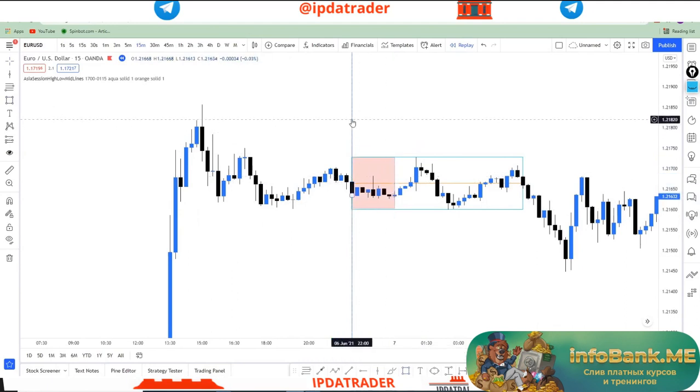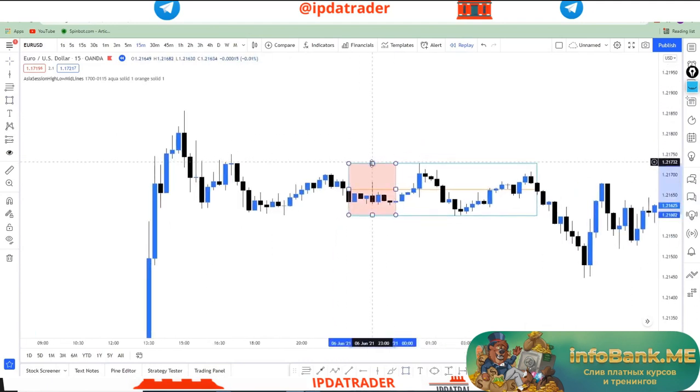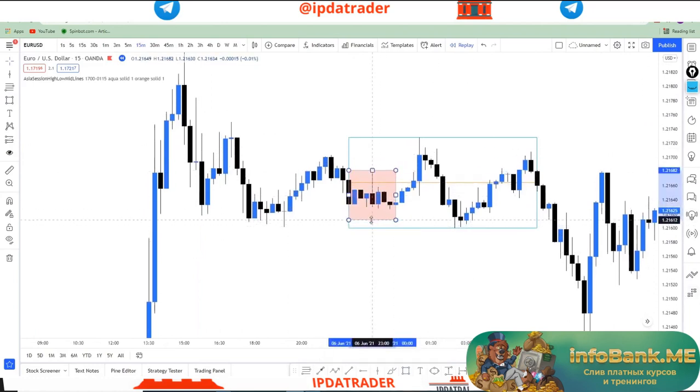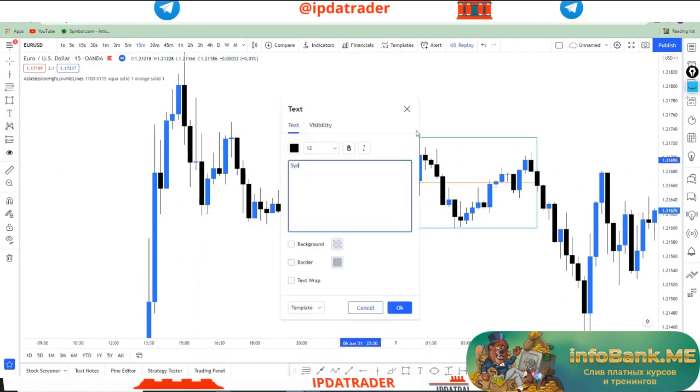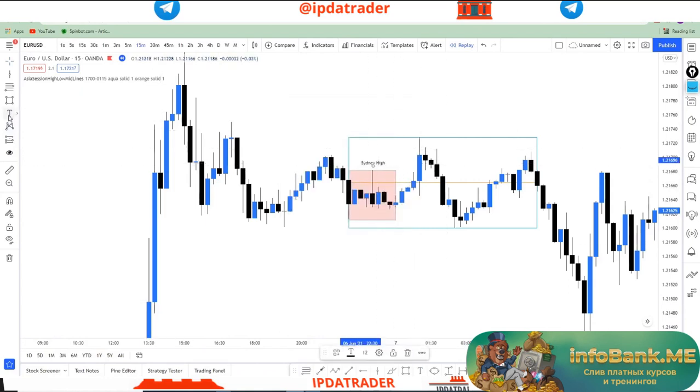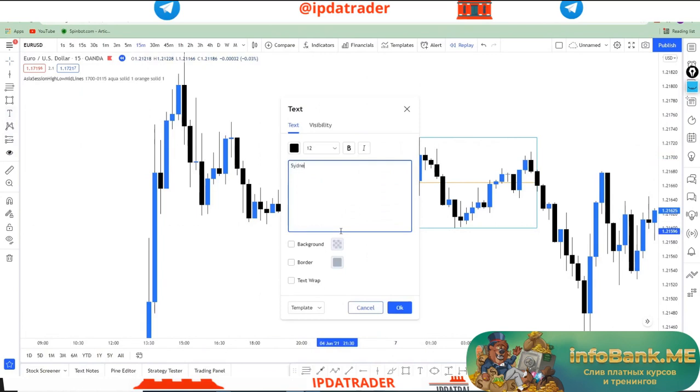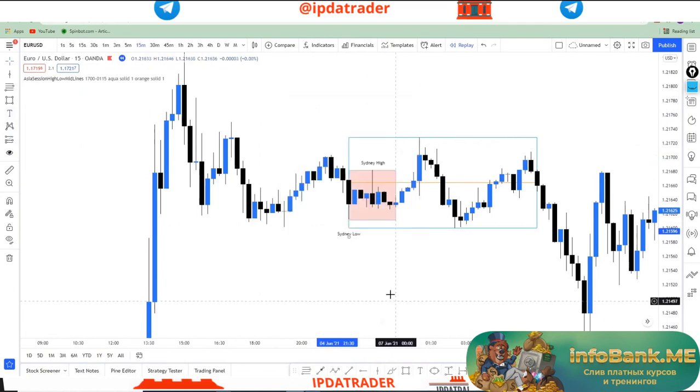And now we can delete this and just make sure to account for the high and the low. And to be honest, what I would actually go ahead and do is label it, because it's going to help your eyes a lot. It's going to guide them. So now we know that this is the Sydney high and this is liquidity. This is the Sydney low and this is also liquidity.